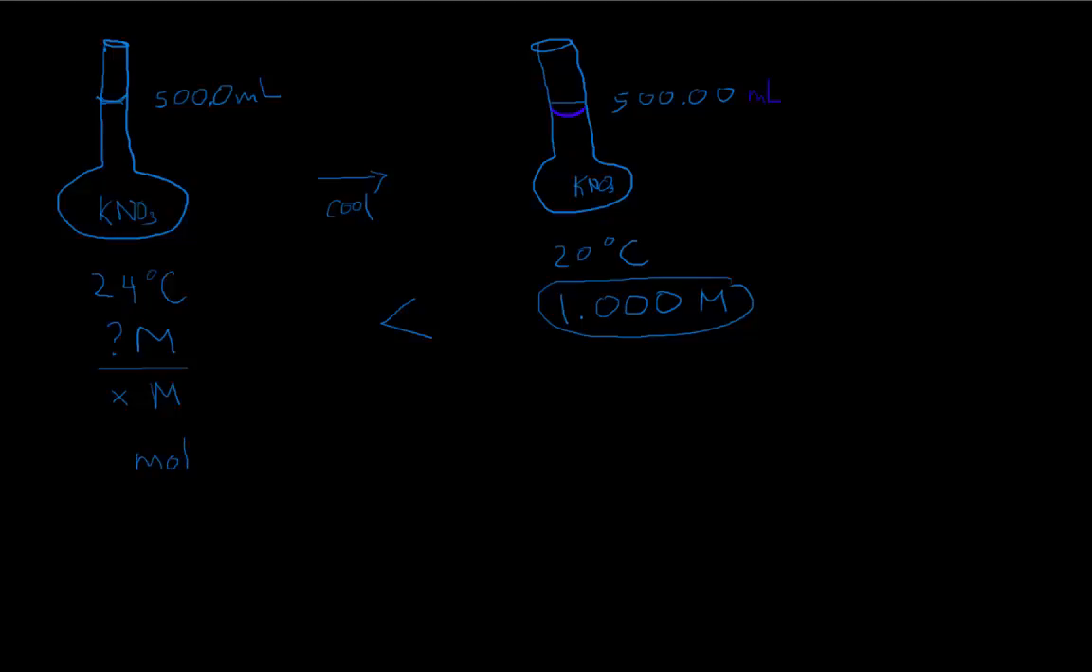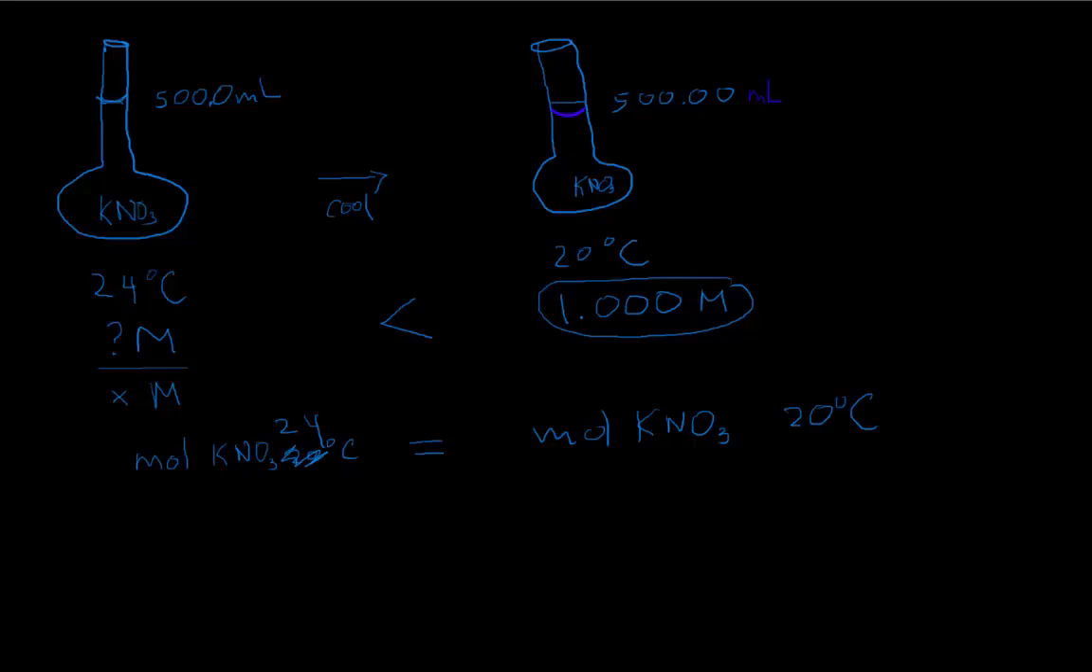What we know is that the moles of KNO3 at 20 degrees Celsius has to be exactly equal to the moles of KNO3 at, I'm sorry, this is going to be 24 degrees Celsius over here, and this is 20 degrees Celsius over here. So those moles have to be the same.